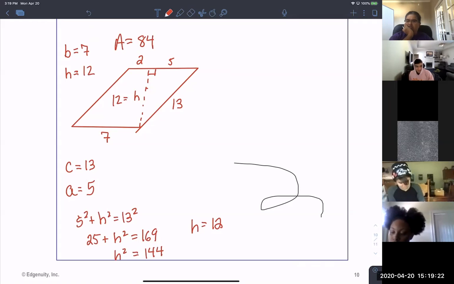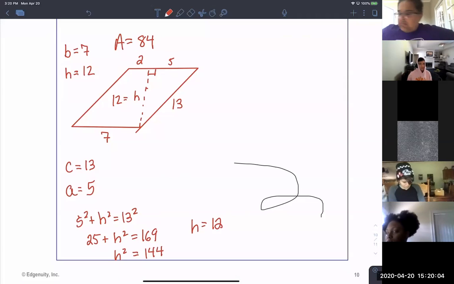Any questions? Now, on Edgenuity, you may be given problems that have these same shapes, but they're on a coordinate plane. And if you have it on a coordinate plane, then all you really have to do is use the distance formula to find your bases and heights. That's how you find the length of a side on a coordinate plane. You use the distance formula between the two points. Now, last problem type.